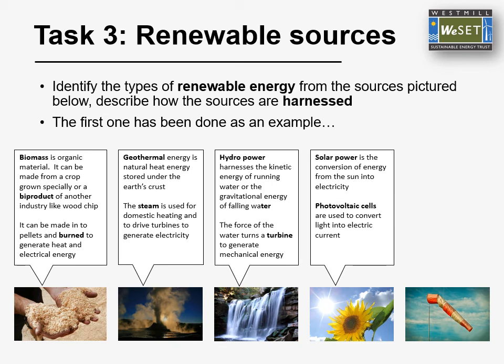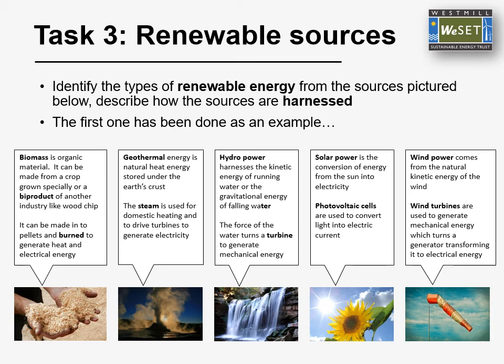Solar power is the conversion of energy from the sun into electricity. Photovoltaic cells are used to convert light into electric current. And finally, wind power comes from the natural kinetic energy of the wind. Wind turbines are used to generate mechanical energy, which turns a generator, transforming it into electrical energy.